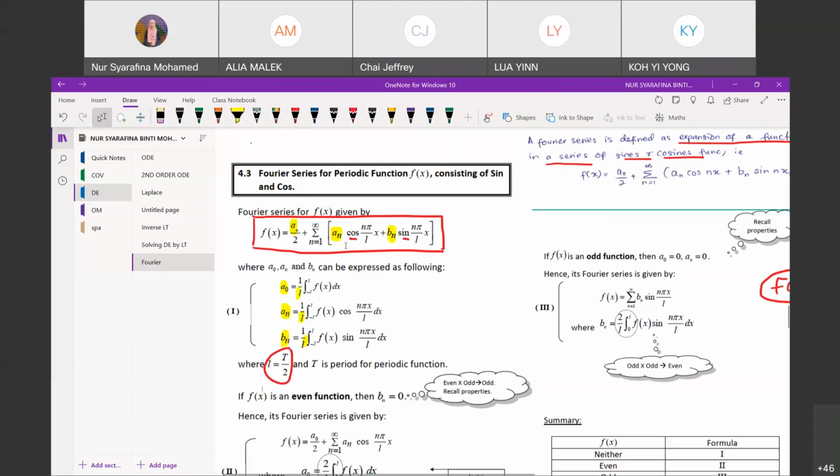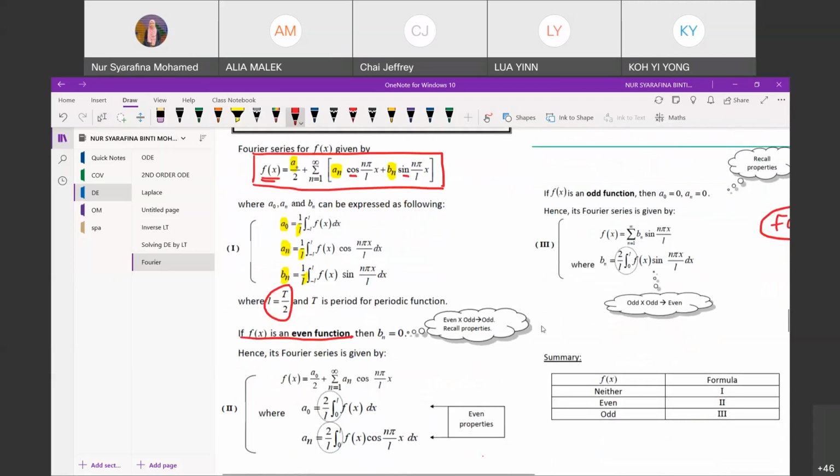Then you have to understand that when your original f(x) is even, then bn equals 0. No need to find this bn, only a naught and an. Hence, your Fourier series, when bn equals 0, becomes only up to an, where you can find a naught and an like this. Because this is even, just use the integral properties for even.